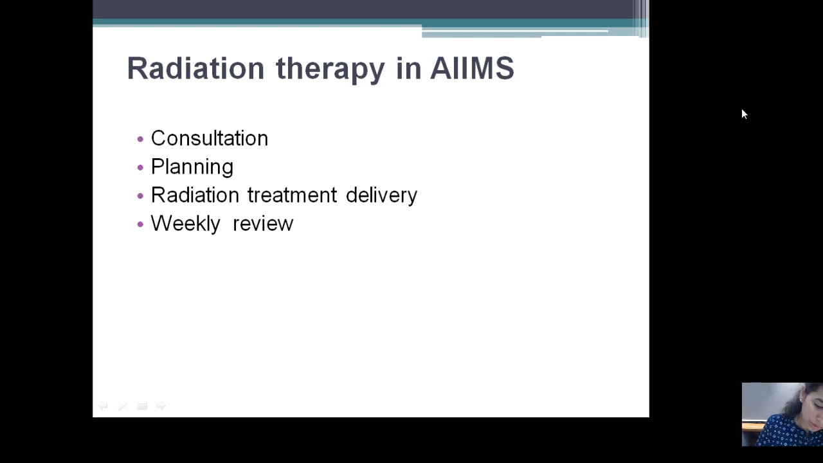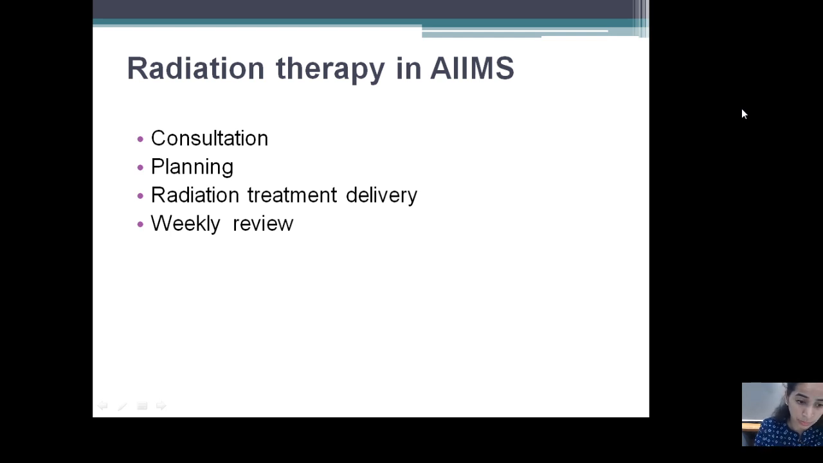Then the planning, which is done, the 3D planning is done in the planning room, which is room number 34, and 2D planning is done in room number 41. And then we have room number 40, which is the review room. So the planning will be done from the different rooms, and the patients will be given markings, and then the radiation treatment will be started. According to the dosage and the plan, the patient will be undergoing the radiation treatment delivery process.